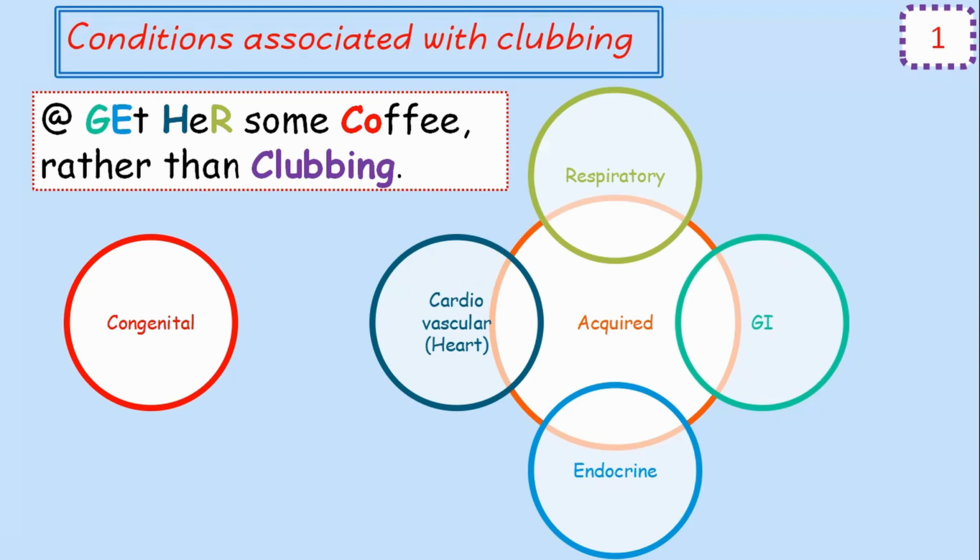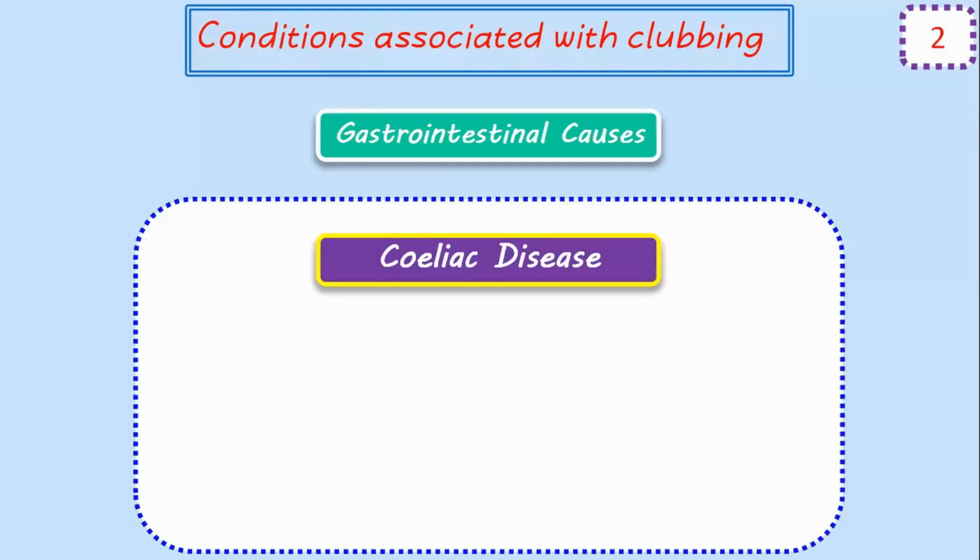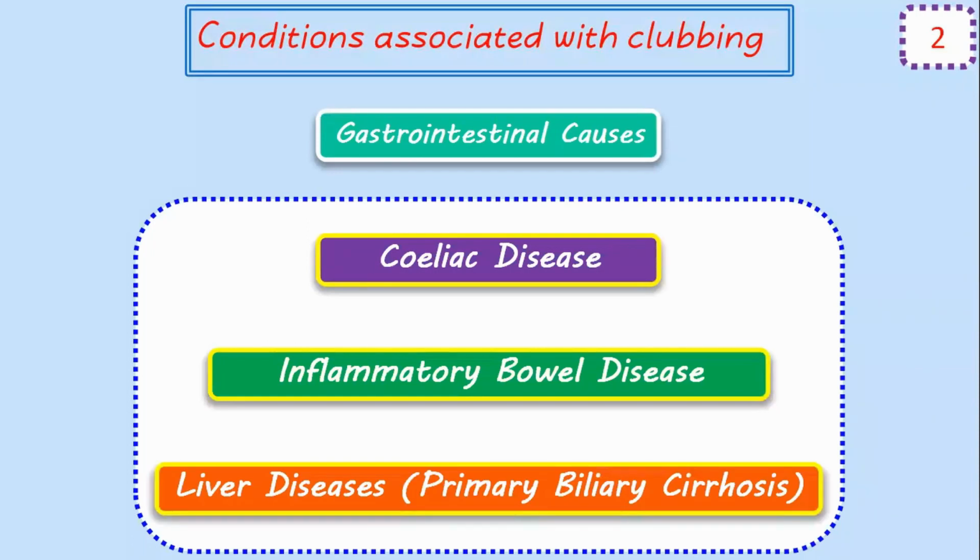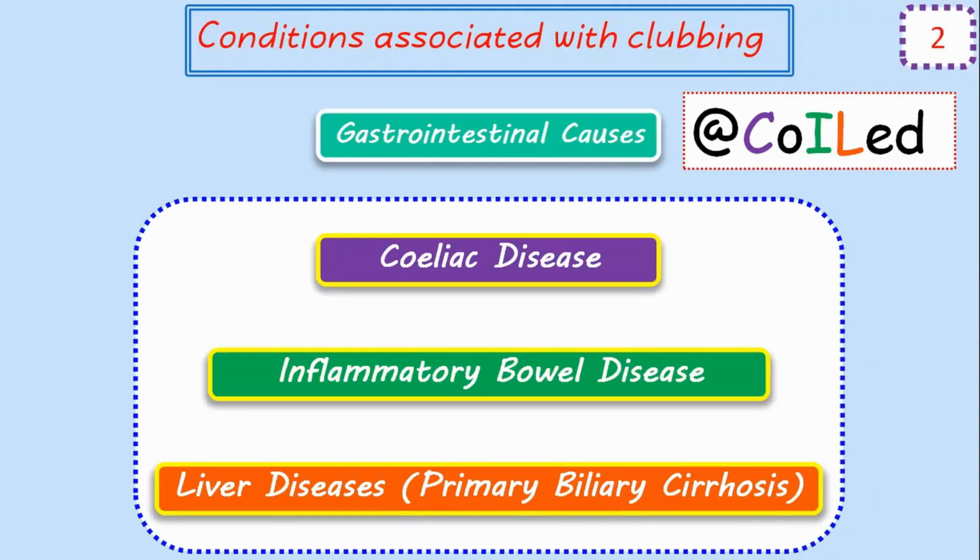And by this word clubbing, it will help us remember that all of these are the categories of causes which are related with clubbing. Let's look at the conditions associated with clubbing one by one. When we look at the GI causes, clubbing is associated with celiac disease, inflammatory bowel disease, and liver diseases. For this, we have a mnemonic called COILD, where C stands for celiac disease, I is for inflammatory bowel disease, and L is for liver diseases like primary biliary cirrhosis. This is quite easy to remember as the gastrointestinal tract is also really coiled.